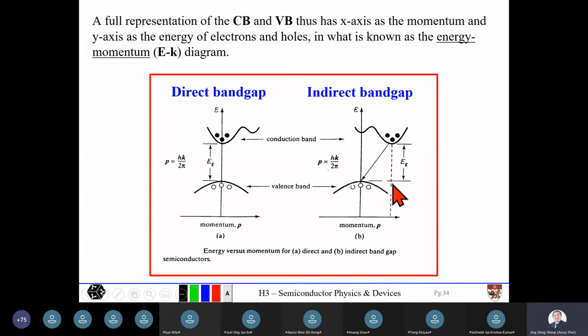Only when the momentum change is of the correct amount can electron-hole pair recombination happen in the indirect band gap semiconductor, such as silicon. Due to the interaction between the electron and the vibrating atom, the excess electron energy is converted into heat and not light. So that explains why silicon, having an indirect band gap, is a very poor emitter of light. Even though it can be very pure, it is still a very poor emitter of light.